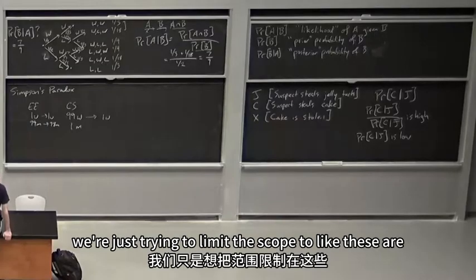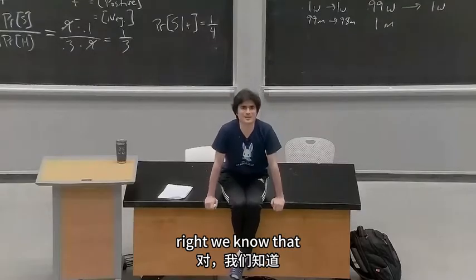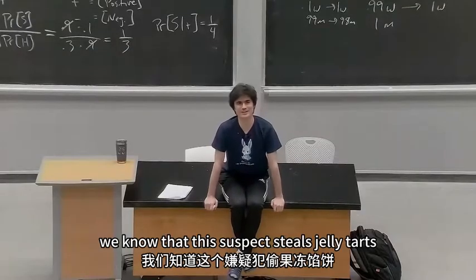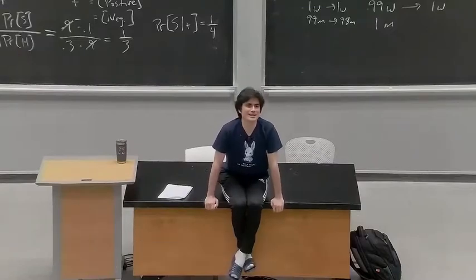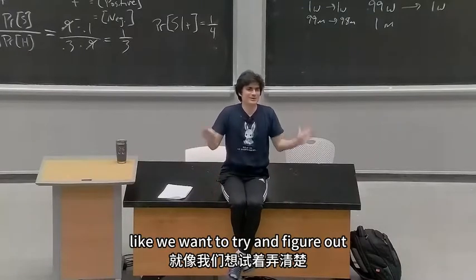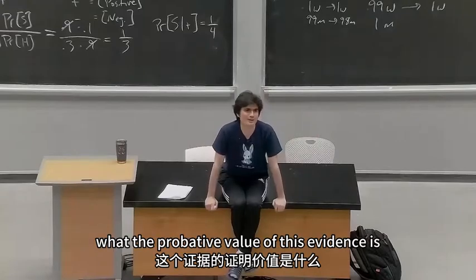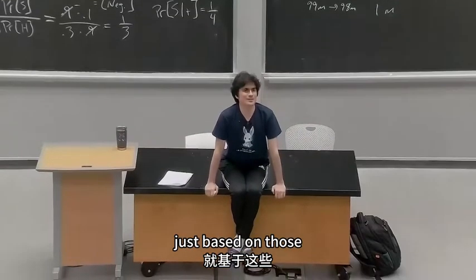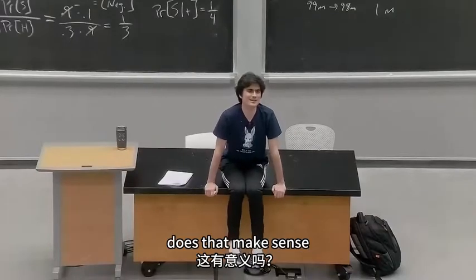For right now, we're just trying to limit the scope to: these are the things that are known, right? We know that a cake is stolen. We know that this suspect steals jelly tarts. But that's it. We want to try and figure out what the probative value of this evidence is just based on those. Does that make sense?